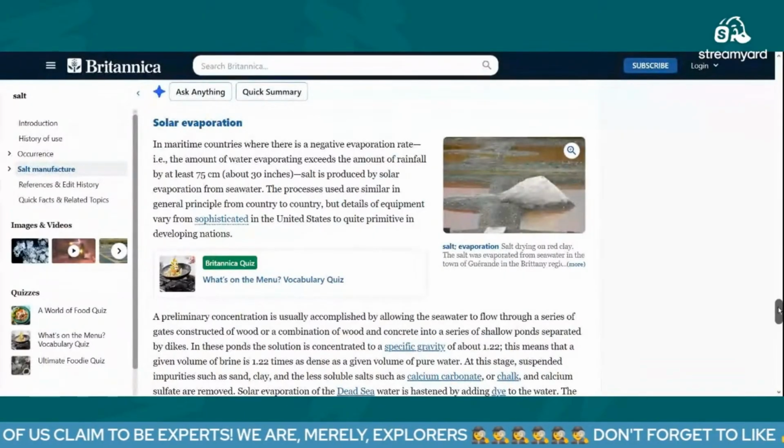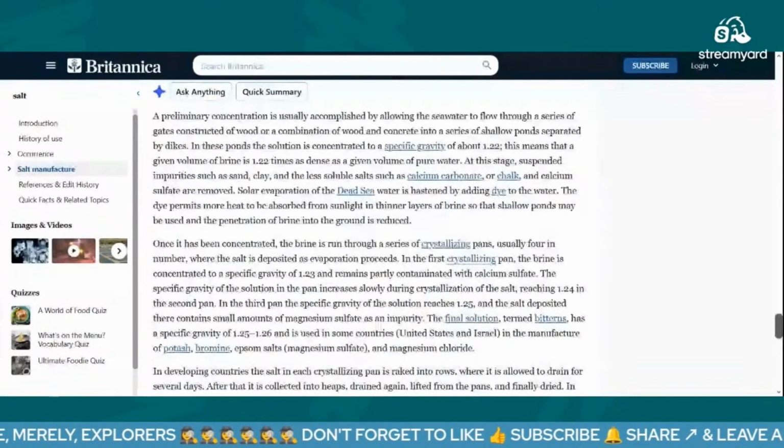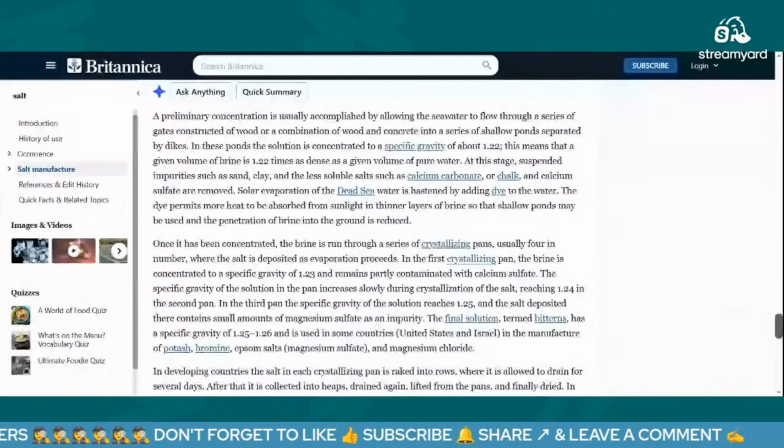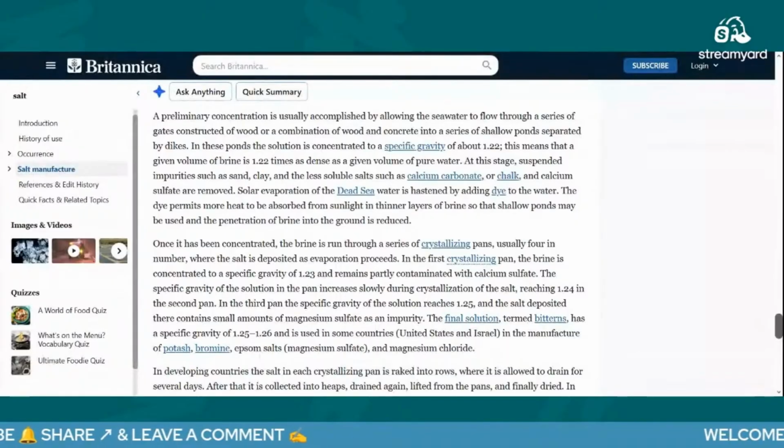A preliminary concentration is usually accomplished by allowing the seawater to flow through a series of gates constructed of wood or a combination of wood and concrete into a series of shallow ponds separated by dikes.